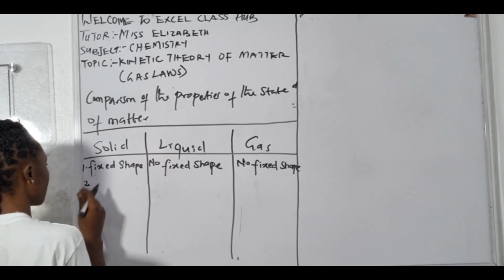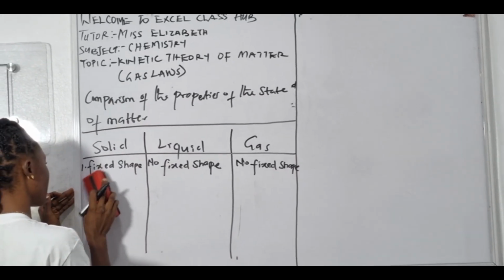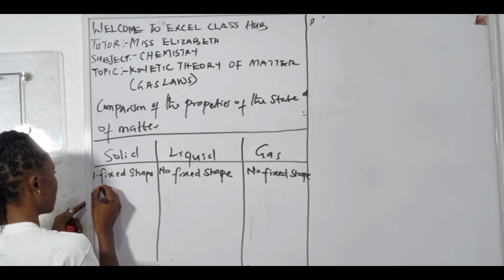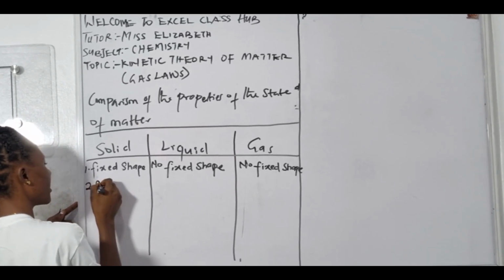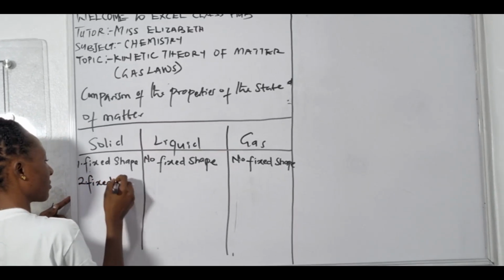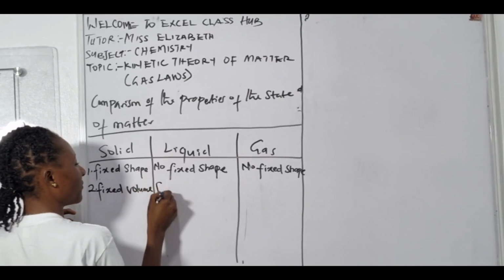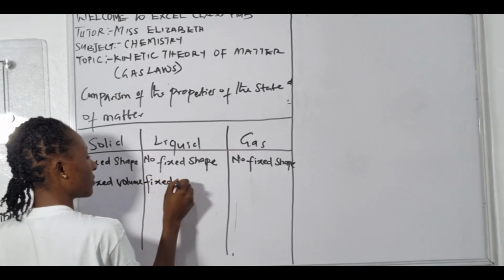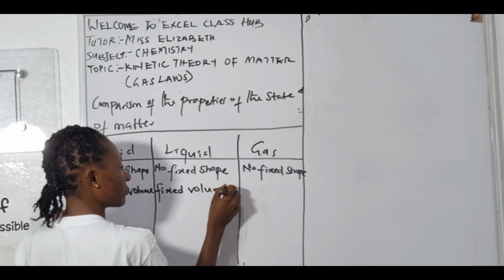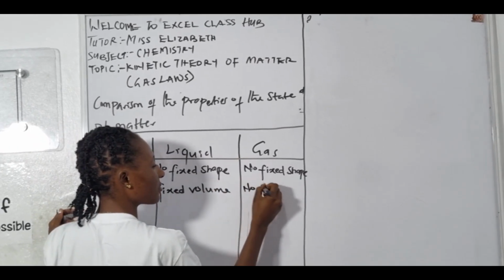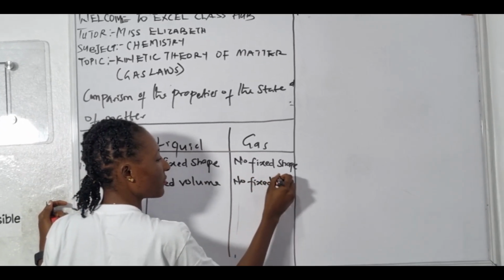Number two, we have fixed volume for solid, fixed volume for liquid, and no fixed volume for gas.